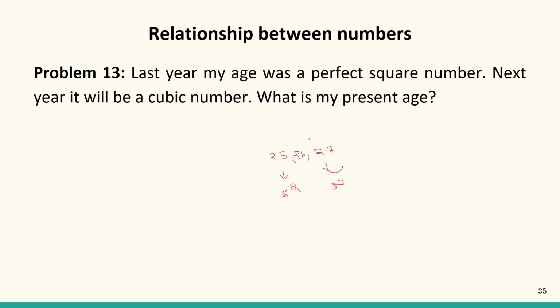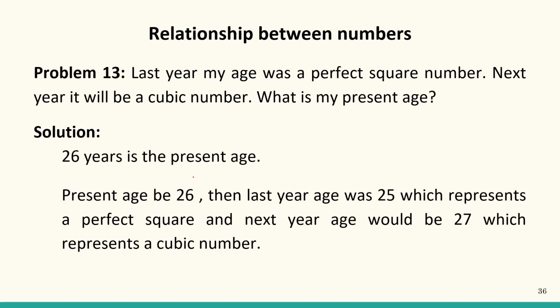So this is kind of factual question. So you can see it here. So present age is 26. My last year's age was 25, that is square of 5, which represents a perfect square, as 5 square is equal to 25. And next year the age would be 27, which would be representing a cubic number, as 3 whole cube is equal to 27.